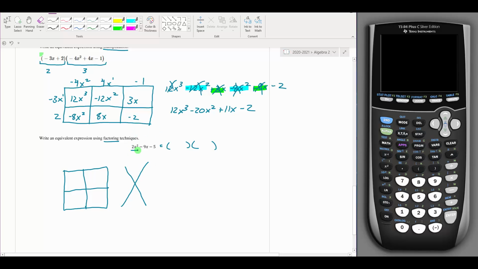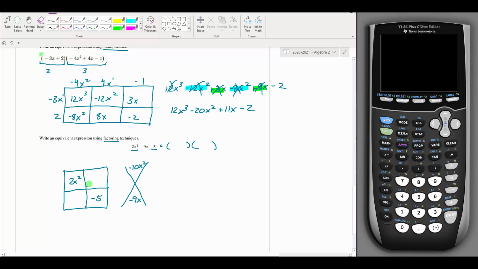All right, and then we take this first term, 2x squared, goes in the upper left-hand box. The last term, the negative 5, goes down here in the bottom right. And then this negative 9x goes in the bottom of my diamond. Okay. To get the top of my diamond, I need to multiply this diagonal here. So I'm going to take 2x squared times negative 5, which is negative 10x squared.